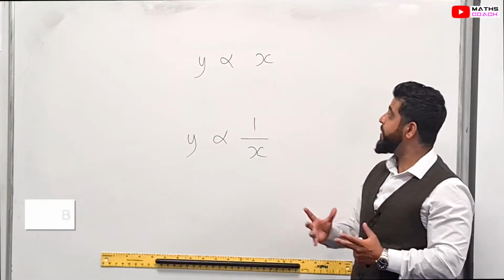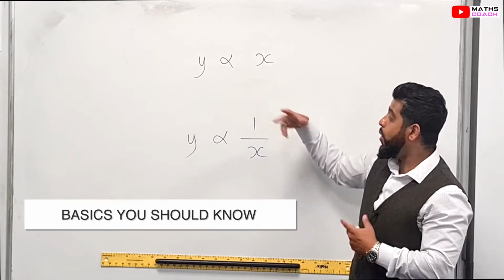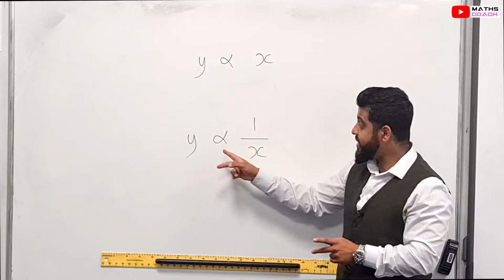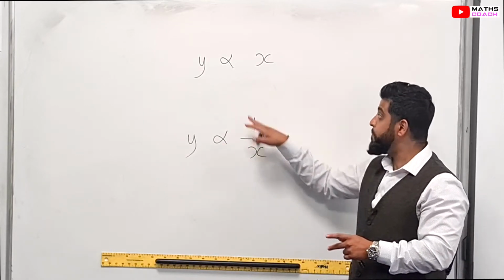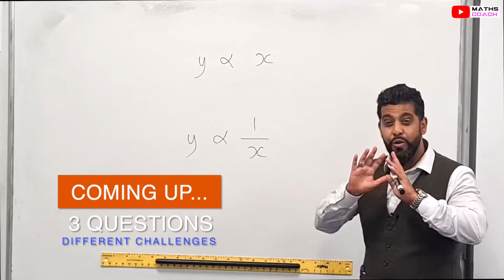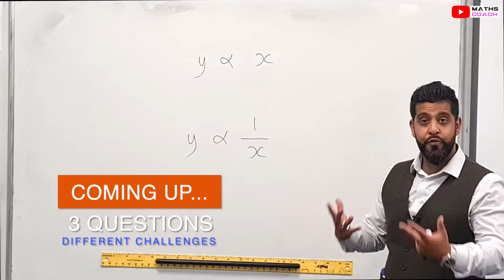So just before we begin, I just want to introduce you to some language. Y is directly proportional to X, or a question could say Y is indirectly proportional to X. And when it's indirectly, it's got this 1 over. And this symbol here is to show proportionality. Now let's go straight into a question, because the best way to actually understand this is through questions.